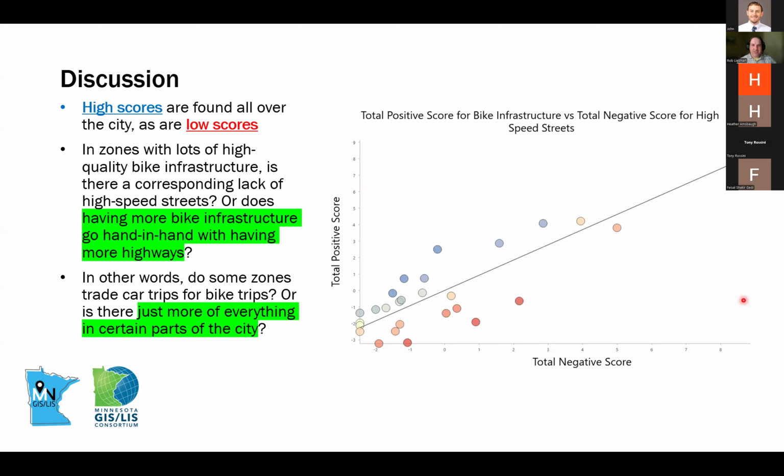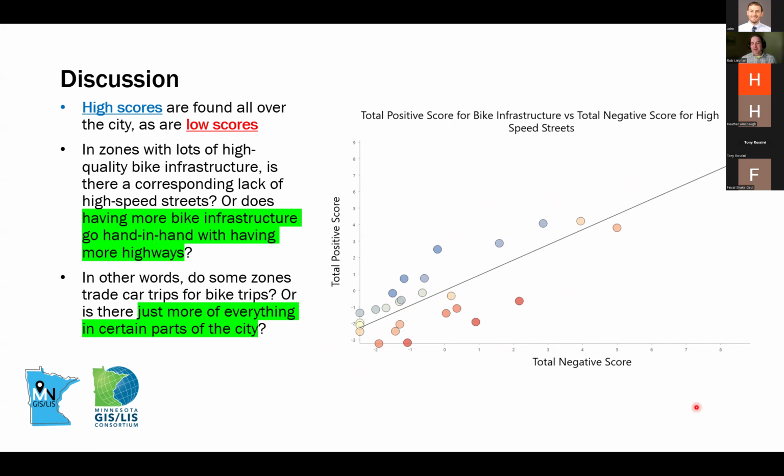There's nothing that is just like cars with an utter lack of bike infrastructure. Those two characteristics don't really seem to exist. If there's stuff with not many high-speed streets, it tends to have not much bike infrastructure. And if there's stuff with more and more high-speed streets, it tends to have more bike infrastructure.